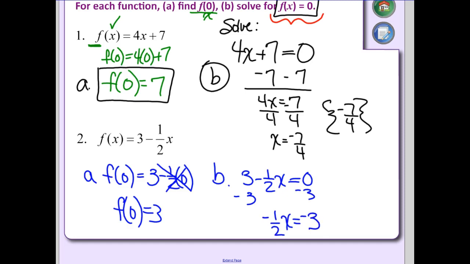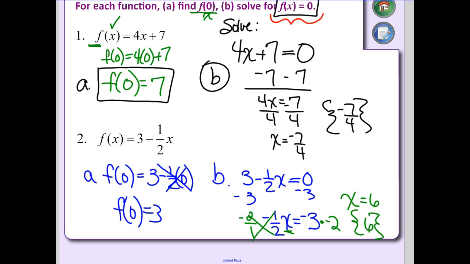Now, how do I get rid of that 1/2 in front of my x? Yeah, multiply by the reciprocal. So we're going to multiply by negative 2 over 1. So those cancel. What I do to one side, I do to the other. So here, x equals negative 2 times negative 3, which is 6, or you could put it in set builder notation. Okay, so making sure you know what to do when on each part A and part B.